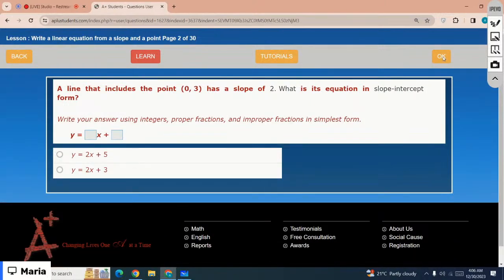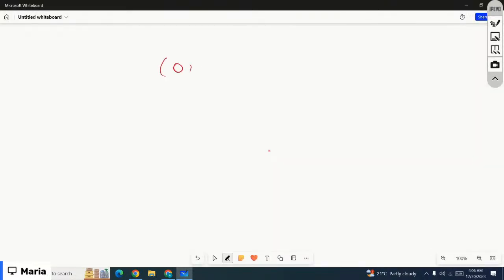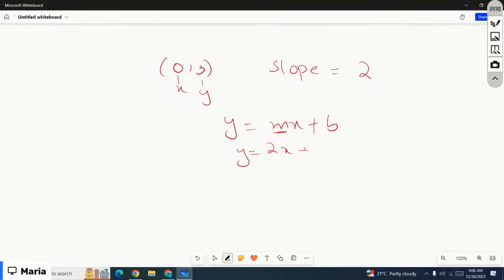A line that includes the point 0, 3 has a slope of 2. What is its equation in slope intercept form? The point is 0, 3 and the slope is 2. This is x, this is y, and the slope is m. Y equals mx plus b is the equation in slope intercept form. Here is the slope; replace it with the value, so y equals 2x plus b. Now we need to find the b, right?